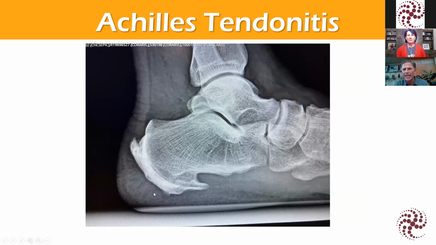So I think the other thing I would say about this x-ray is that just because there's a spur there doesn't mean that it needs to be removed or taken off. And that's one of the things I do find frequently when I have patients who come from podiatrists or other foot specialists, is that they'll be told you need to have the spur removed or your plantar fascia released.